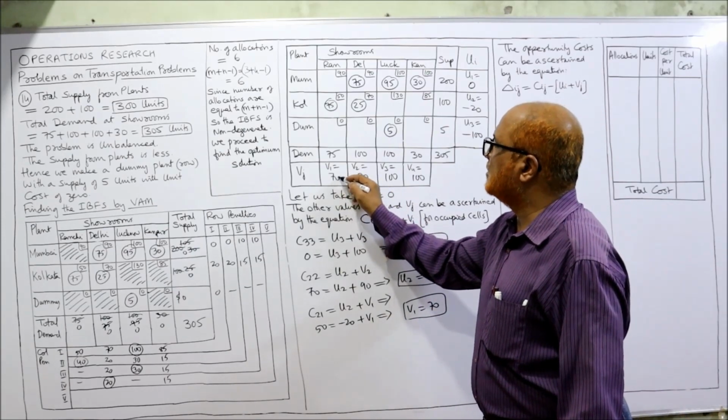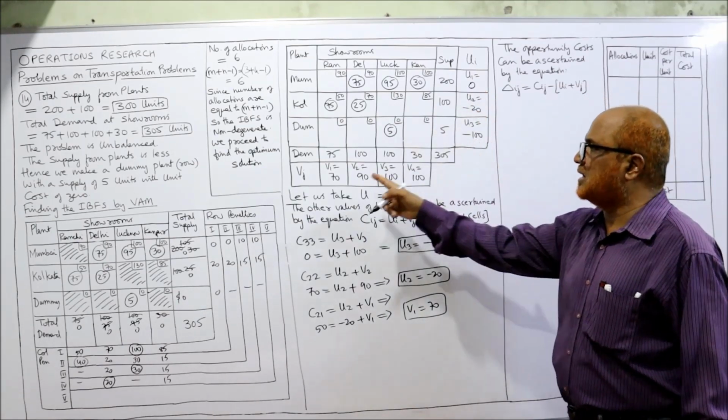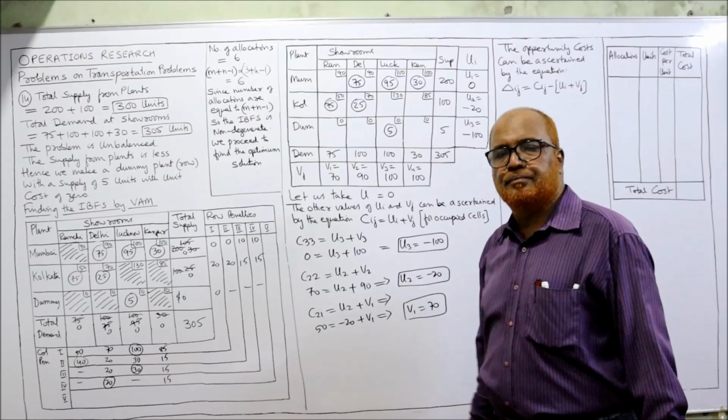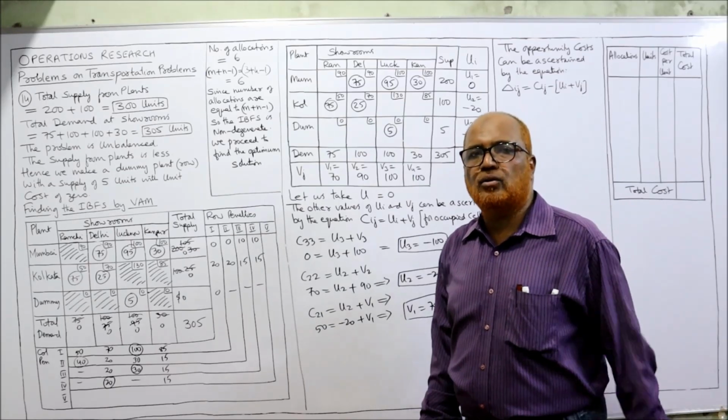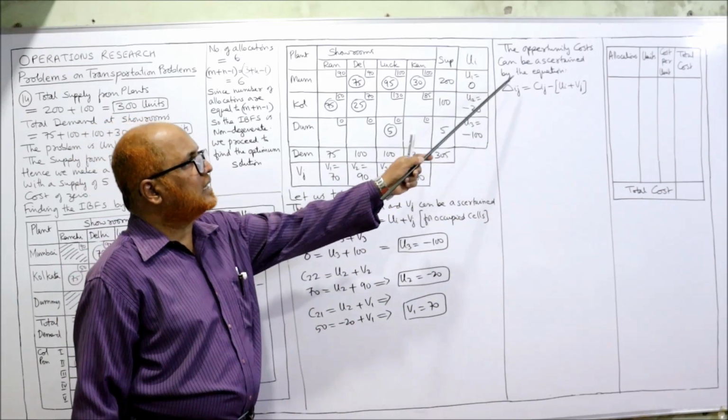V1 is 70. Now check all the values we got: 0, minus 20, minus 100, 70, 90, 100, 100. That's all. Now we can find out the opportunity cost of unoccupied cells.